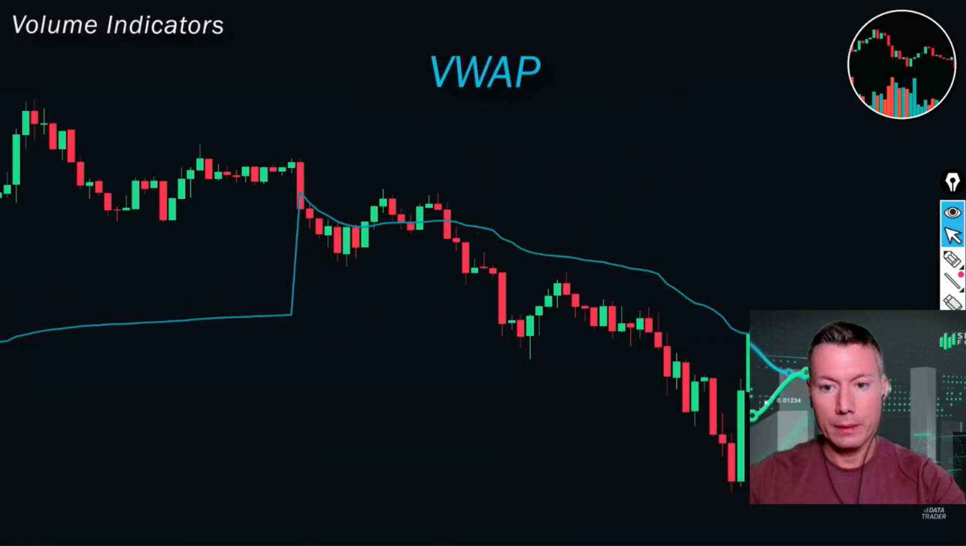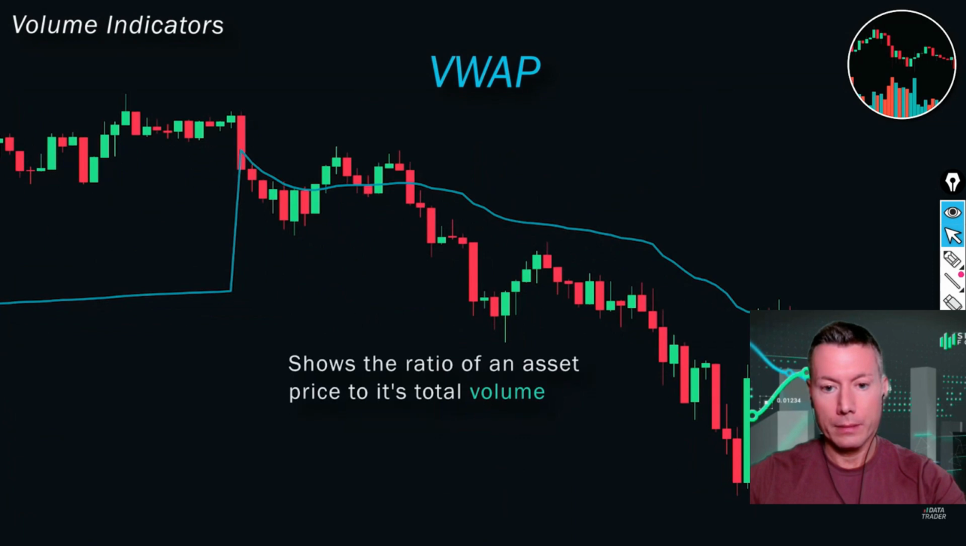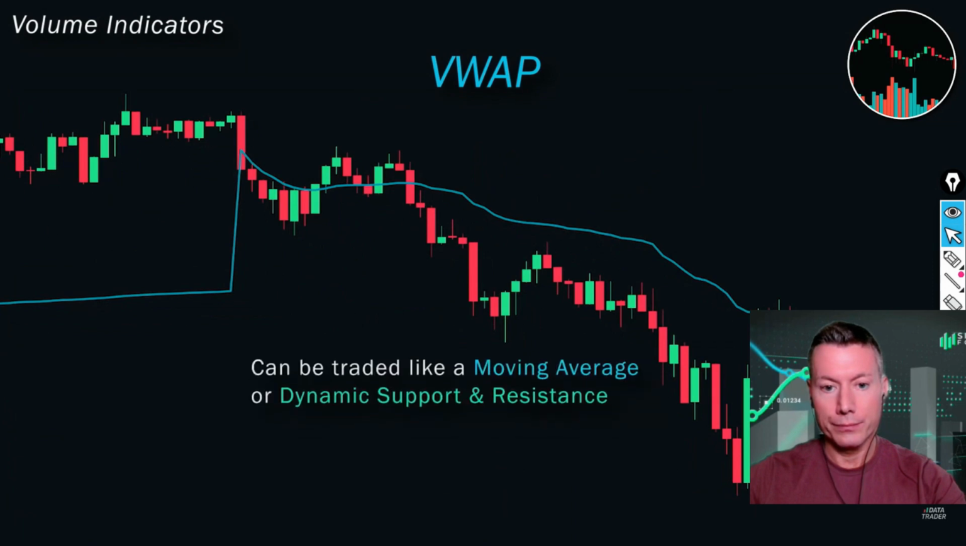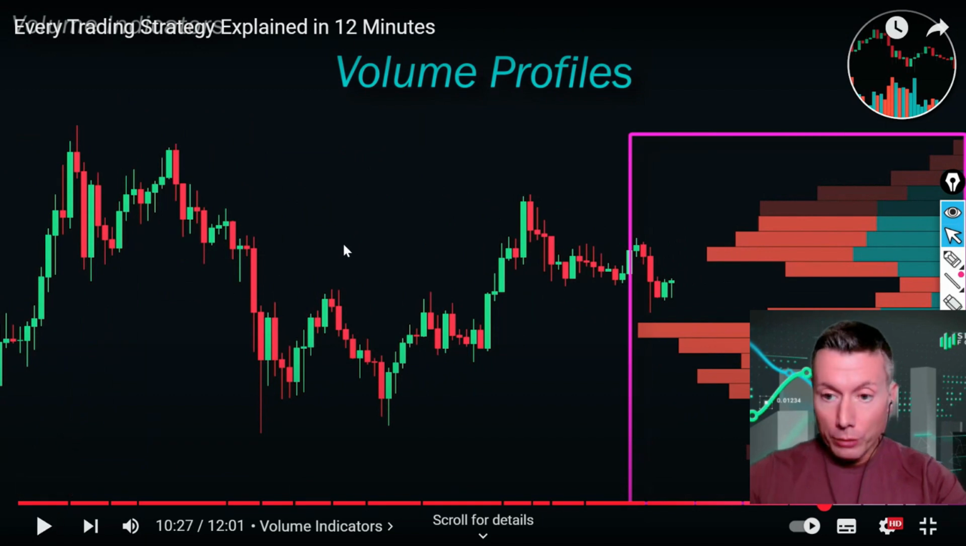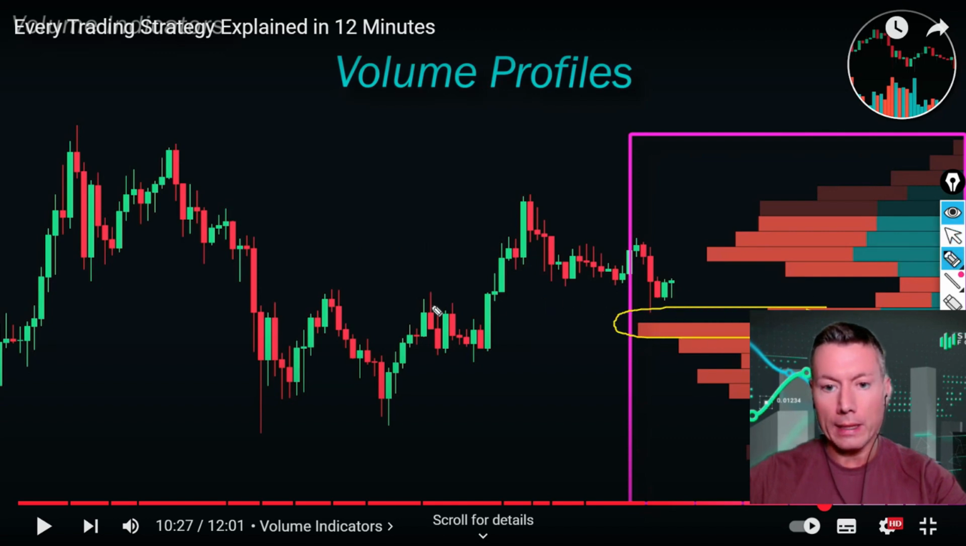Volume weighted average price, which shows the ratio of an asset's price to its total volume. It can be traded like a moving average or as a dynamic support and resistance. Volume profiles. It displays a volume. Now, volume profiles are really good for highlighting support and resistance levels. Okay. So, when you start seeing large pieces of volume like here, chances are that level price has reacted before. Okay. But again, I don't need the volume indicator or volume profile to tell me that.